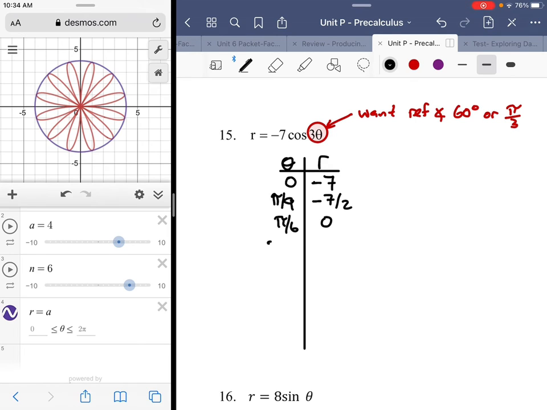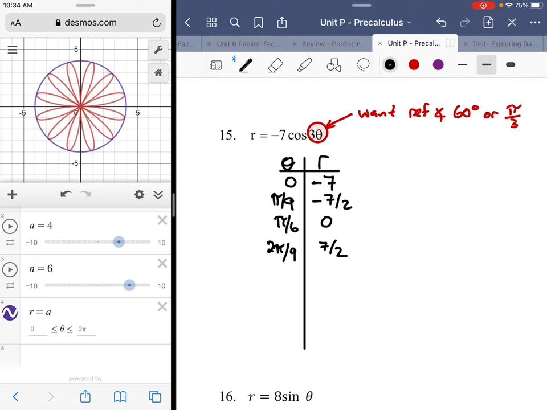All right. The next nice one would be 2 pi over 3. That's what we'd be looking for. 1/3 of that would be 2 pi over 9. Multiplied by 3 is 2 pi over 3. Cosine of 2 pi over 3 is negative 1/2. Negative 1/2 times negative 7 is going to be 7/2.